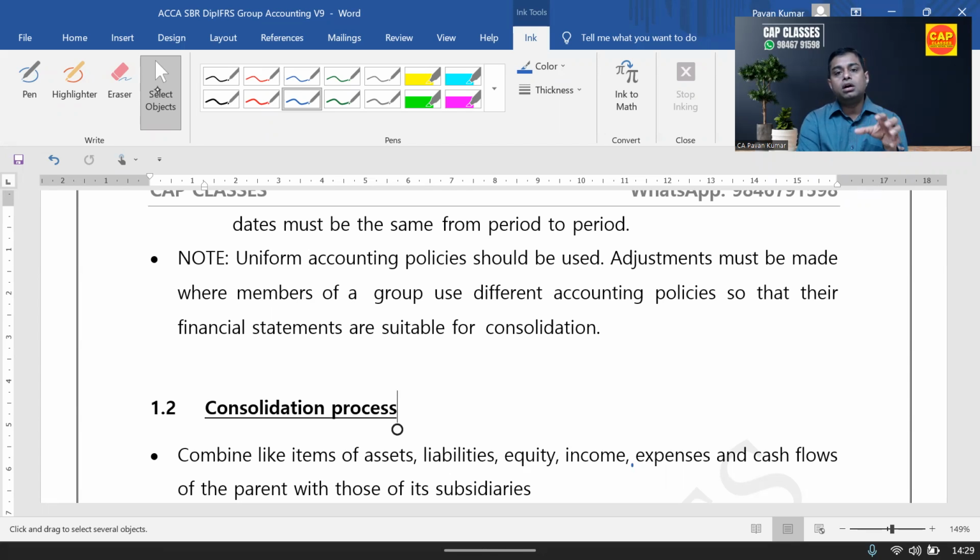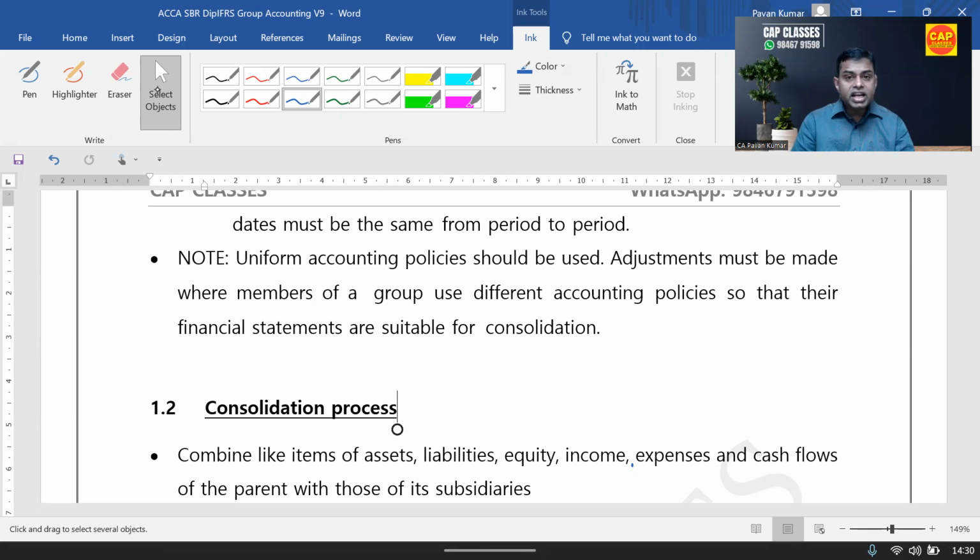geography in which the subsidiary company is operating does not allow that accounting policy? For example, the holding company is in the US and US company follows LIFO. The subsidiary company is in the UK. In the UK, LIFO is not allowed. So how can they have uniform accounting policies? If that is the case, you follow one accounting policy for the holding company, one accounting policy for the subsidiary company, no problem. But adjustments are to be made to the financials of the subsidiary before doing consolidation.